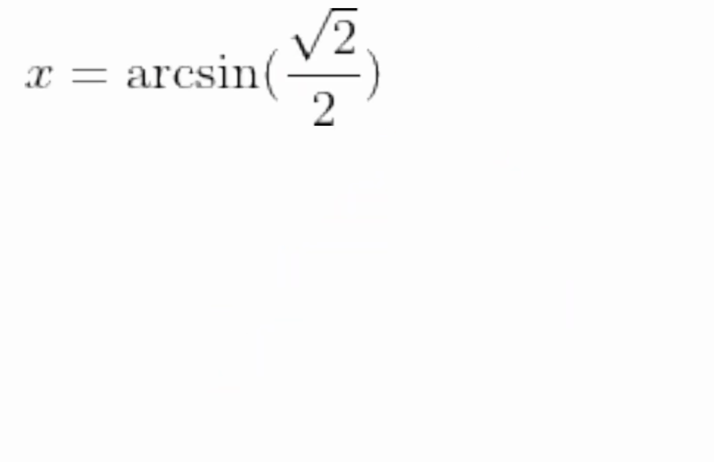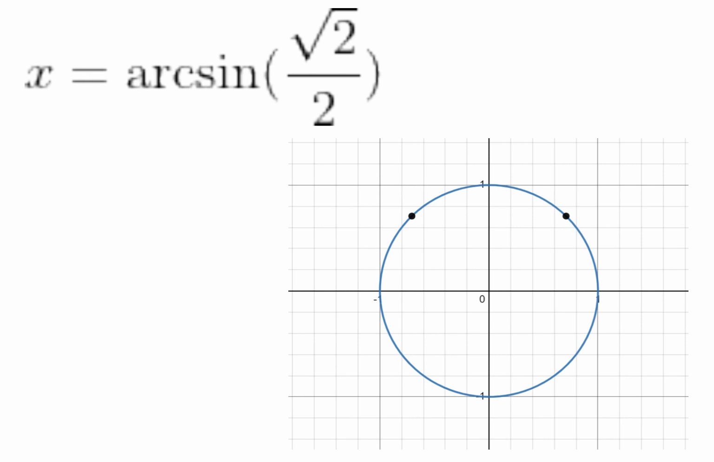The inverse of trig functions like this one is also a relation, because when you put in a value like √2/2, you would get two angles in the unit circle. So that is two outputs, and that makes this not a function.